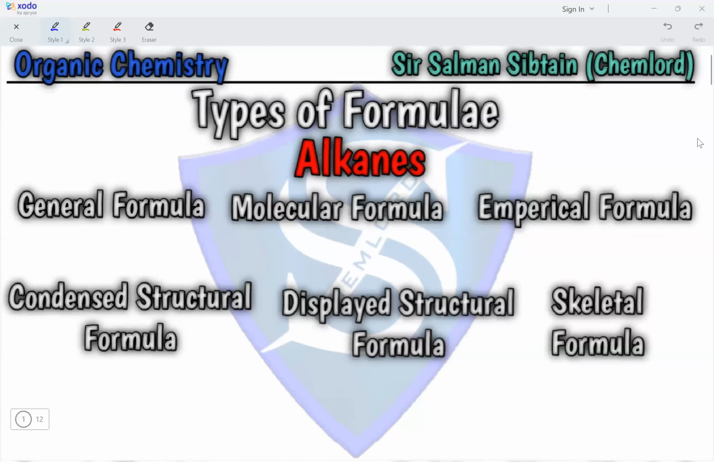Hi guys, this is organic chemistry and we are looking at types of formulae of different organic compounds, and we'll be looking at four carbon compounds. So to begin with, we are looking at alkanes. A four carbon alkane is called butane.